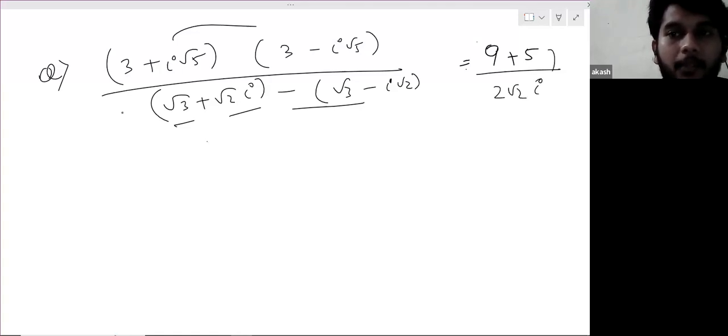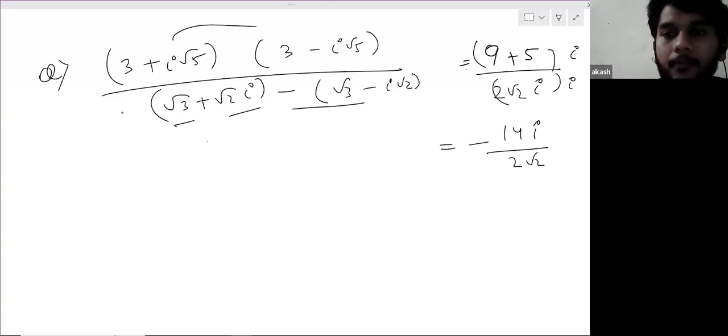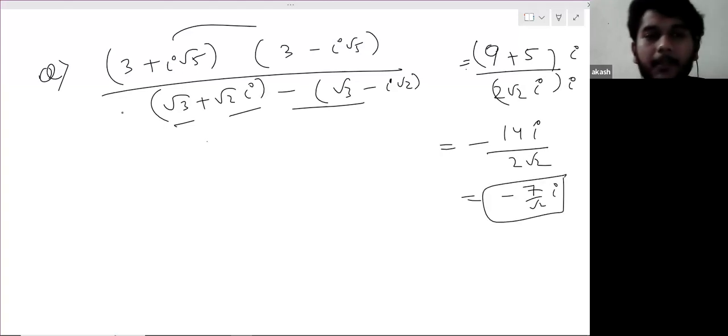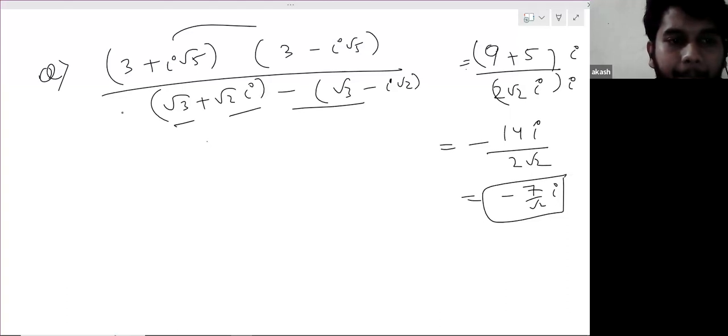Okay, so we can multiply I and I here. So 14i upon 2 minus 7 upon root 2 will be the answer. Okay, Sir, why are we multiplying I? We never want a complex number in the denominator, right?